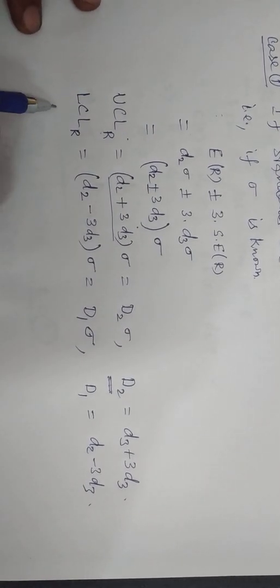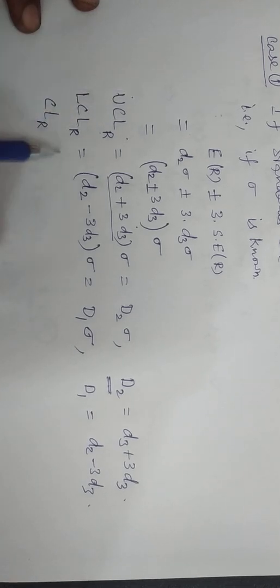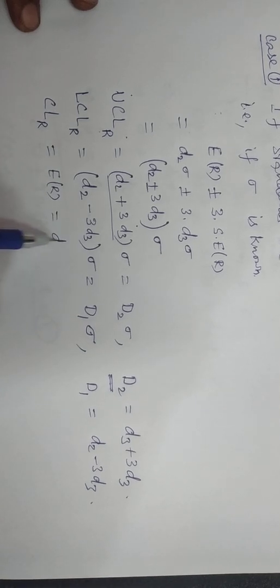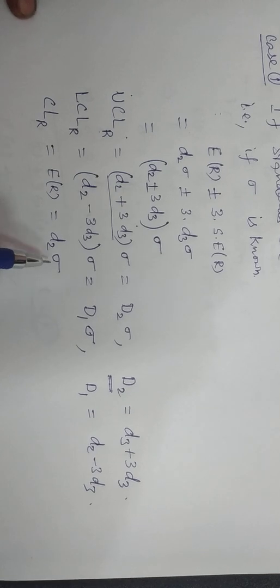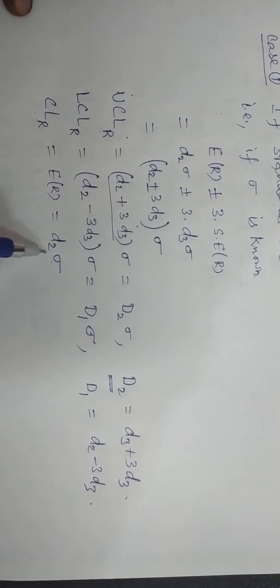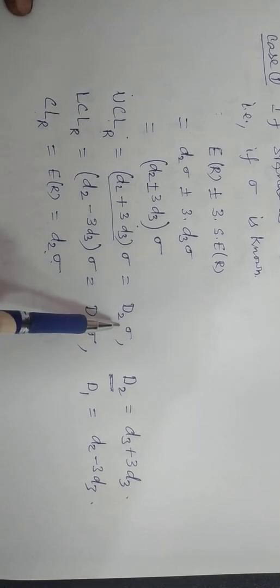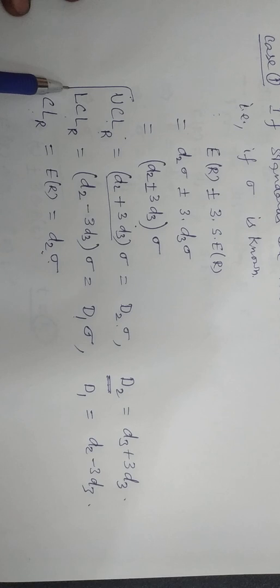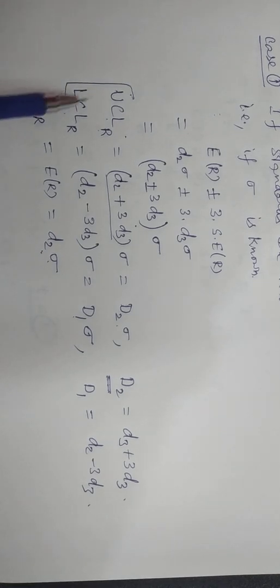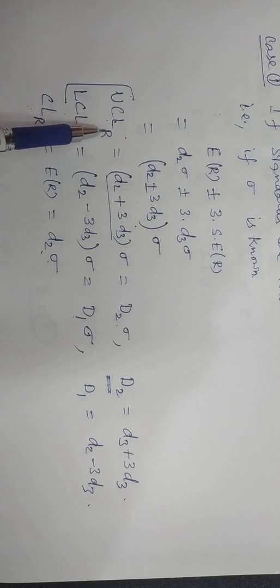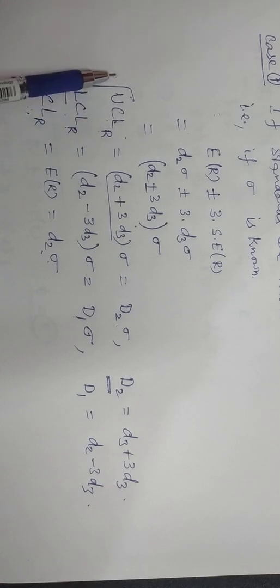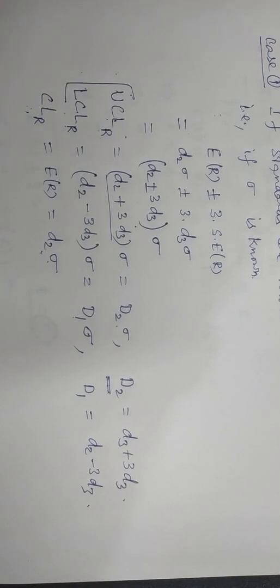Similarly, now consider CL of R. CL of R is the expectation of R, which is d2 sigma if sigma is known. UCL of R is capital D2 sigma. LCL of R is capital D1 sigma. CL of R is d2 sigma. I again stress the point: control limits are only these two, UCL of R and LCL of R. This is a central line. The 3 sigma control limits are these two only, UCL and LCL. This is case 1.